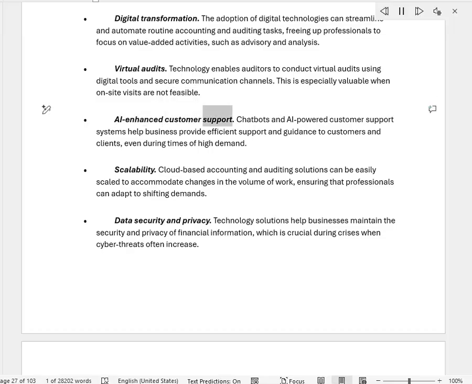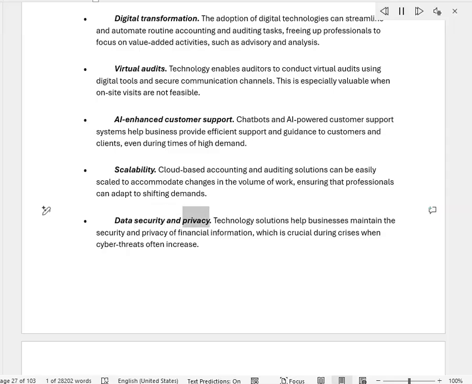AI-enhanced customer support. Chatbots and AI-powered customer support systems help businesses provide efficient support and guidance to customers and clients, even during times of high demand. Scalability. Cloud-based accounting and auditing solutions can be easily scaled to accommodate changes in the volume of work, ensuring that professionals can adapt to shifting demands.